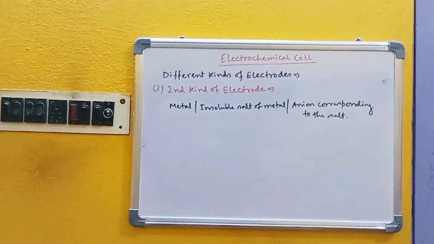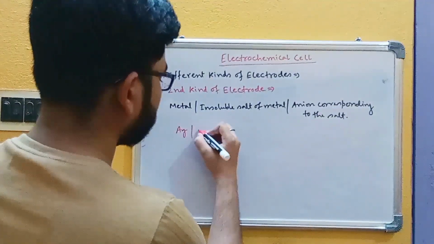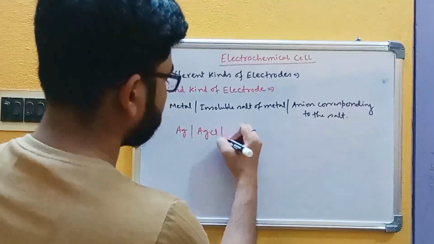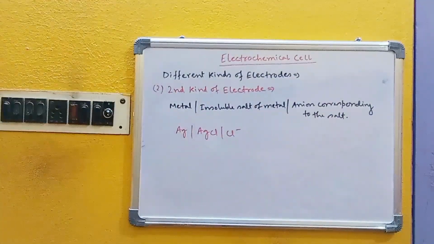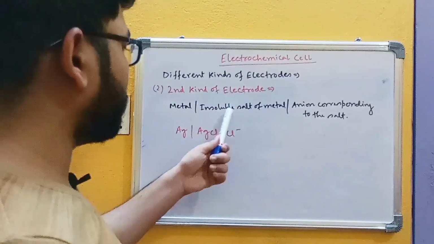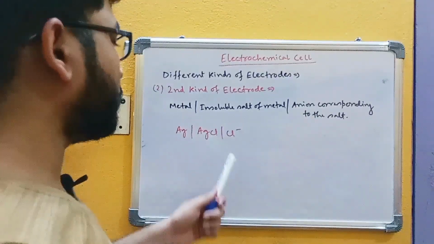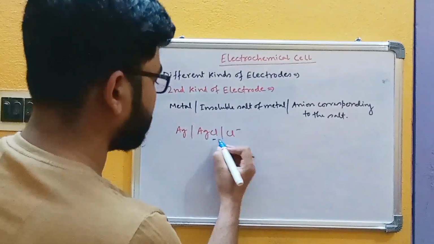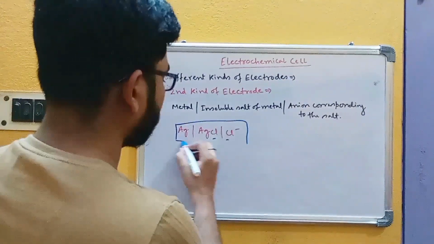We'll understand by some examples. Suppose Ag, AgCl, Cl minus. So we take Ag as a metal, and we take an insoluble salt, that is AgCl, and the anion corresponding to the salt is Cl minus, that is here is Cl, so it is Cl minus. So this is an example of a second kind electrode.